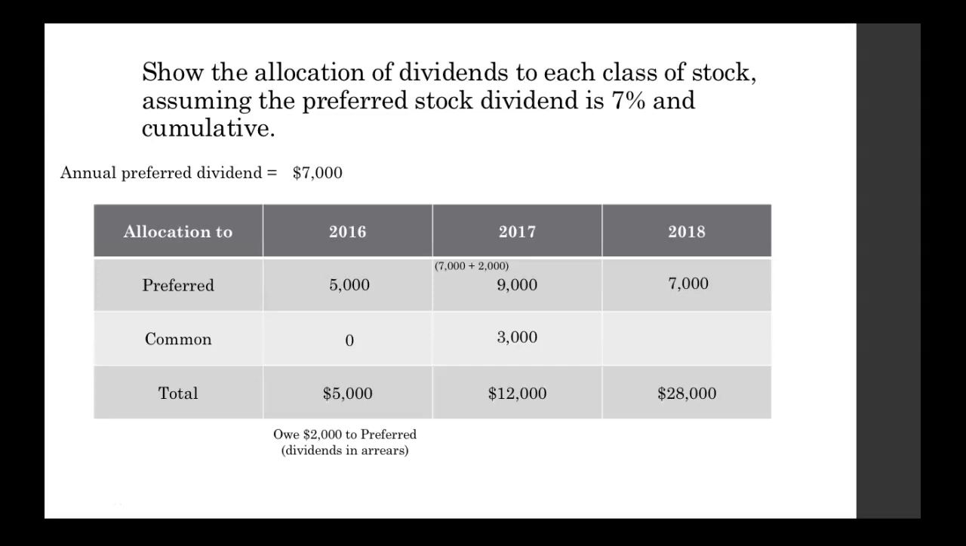And now we take a look at our common shareholders, and they get whatever is left over. Right? So we had $21,000 left over after we paid our preferred. So that $21,000 goes to our common shareholders.